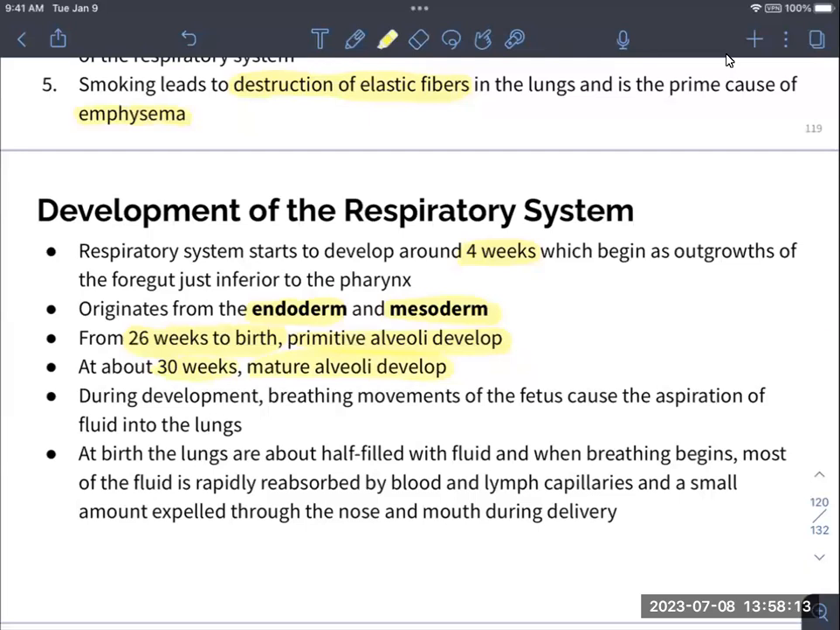Breathing movements actually of a fetus will cause fluid into the lungs. So at birth, these lungs are about half filled with fluid when these babies first start breathing. That is why babies breathe so rapidly. This fluid gets absorbed by the lungs, get absorbed by the lymph, but it takes a little time. Some of it gets expelled through the nose and the mouth during delivery as that baby is squeezed out, but it takes a little while for this fluid to get completely cleaned out.